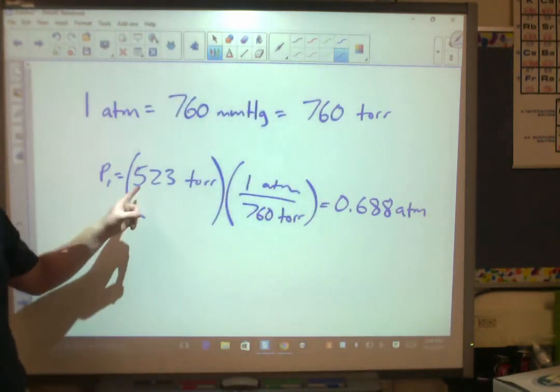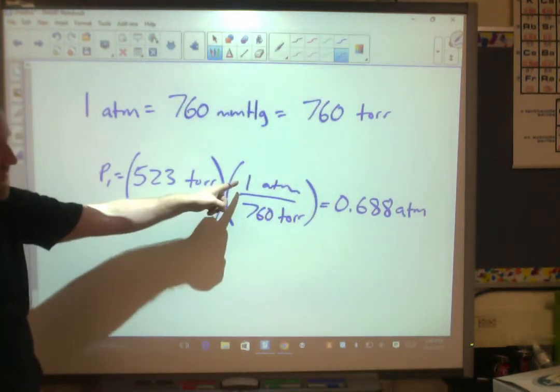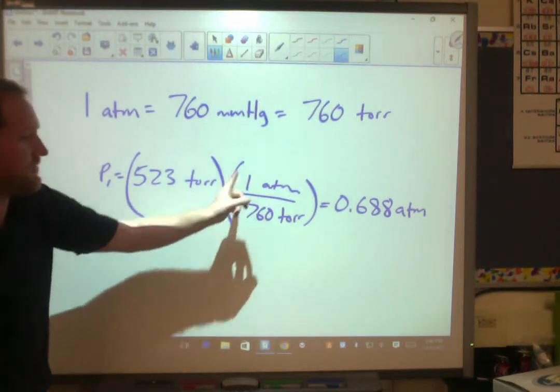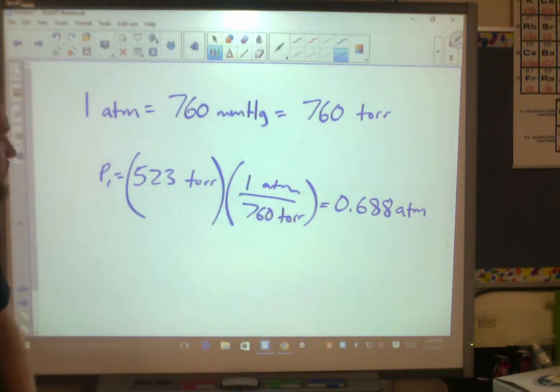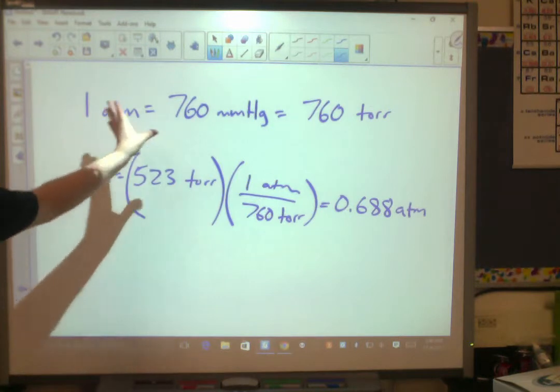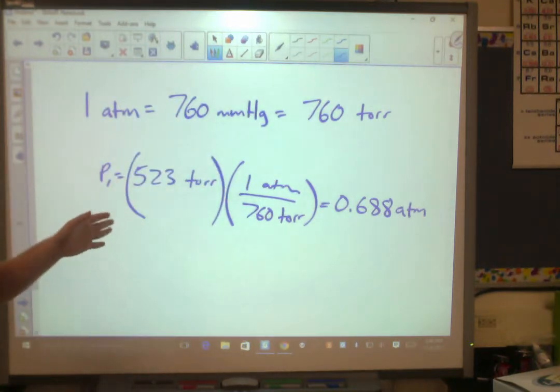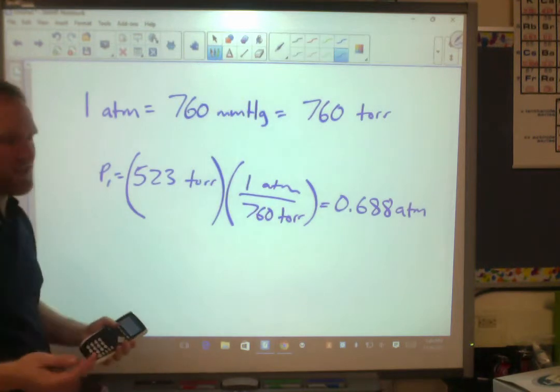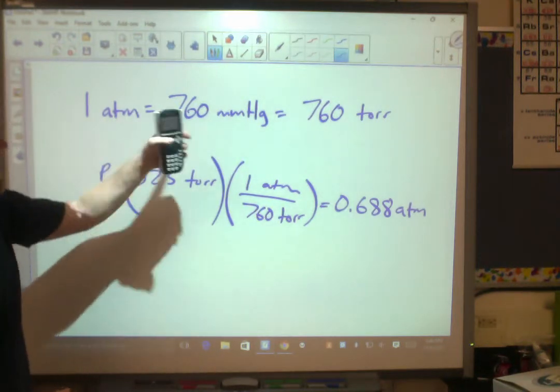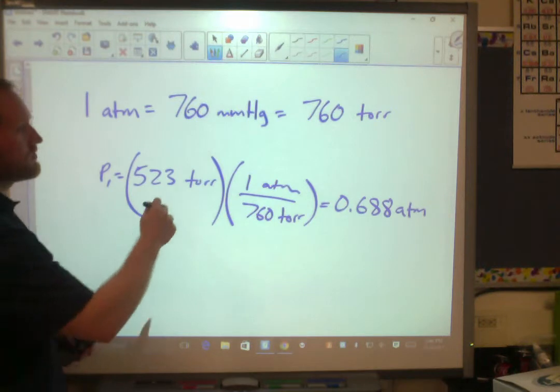Now I chose 3 sig figs because of this. I didn't cut myself to 1 or 2 sig figs because this is true by definition, so that's my new pressure. So you should be able to do conversions with any of these units. And in fact, in this particular set of problems, it gives you other units like pascals and kilopascals. So let's actually add on to this. You should write this down. It should be in your notes already.